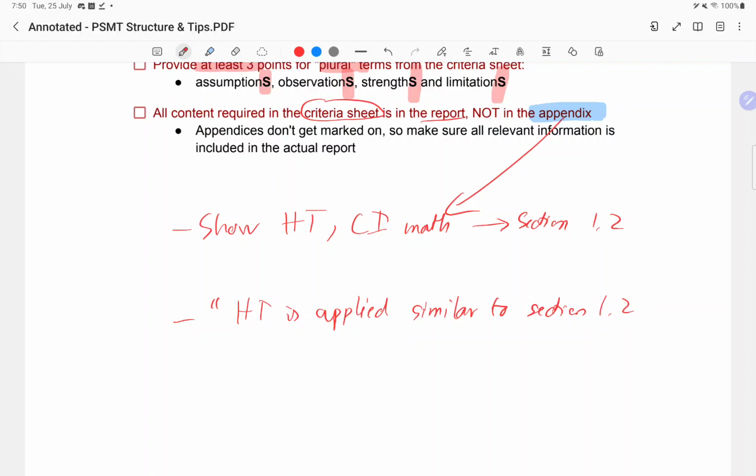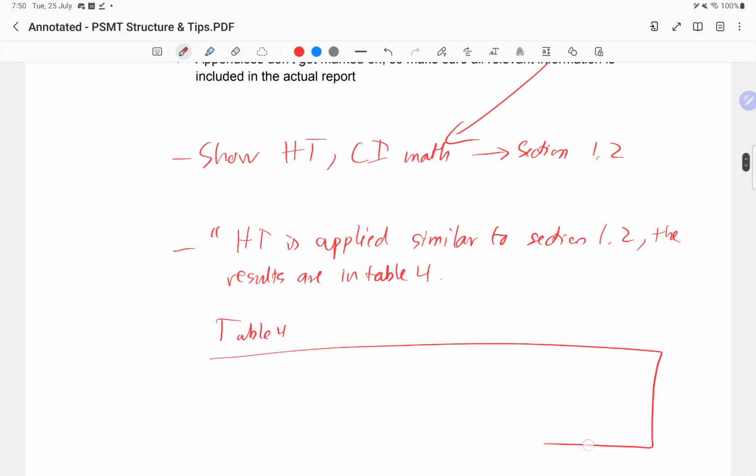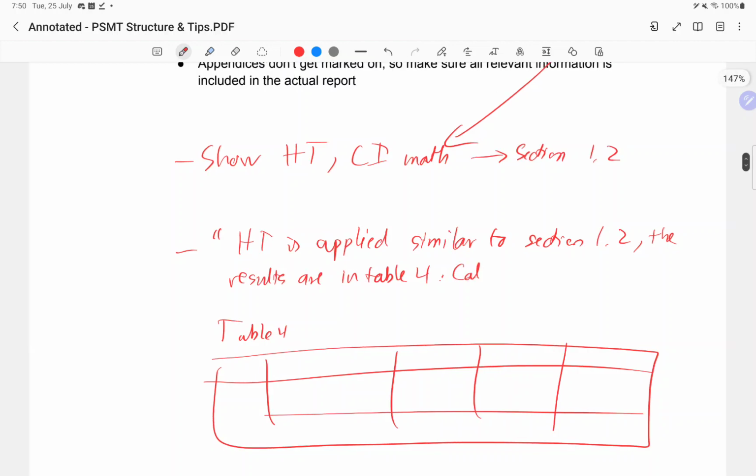Okay? This is not grammatically correct, okay? But the idea is that you say it's similar to section 1.2, and the results, as you're going to introduce, normally you introduce them in the table, right, in table 4, and here will be table 4, and then you show the results of the calculations only. You don't actually show the calculation itself, okay? But you can mention here detailed calculations are in appendix B.